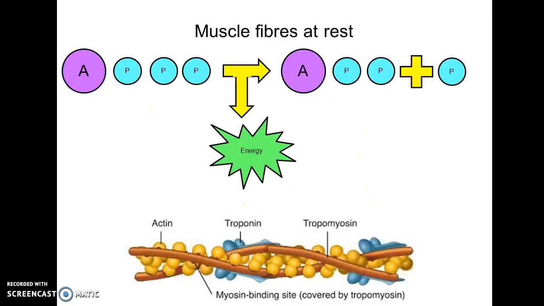When the muscles are at rest, they become energized. This is because the ATP is broken down into an ADP and a single phosphate to supply energy for the muscle contraction. Also, when at rest, the tropomyosin and the troponin cover the actin binding sites. As you can see in the image below, the tropomyosin is what's covering the binding sites, and the troponin is then on top of that.